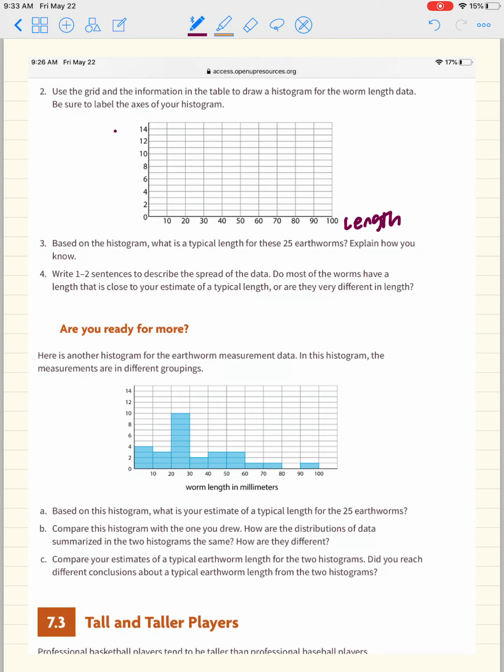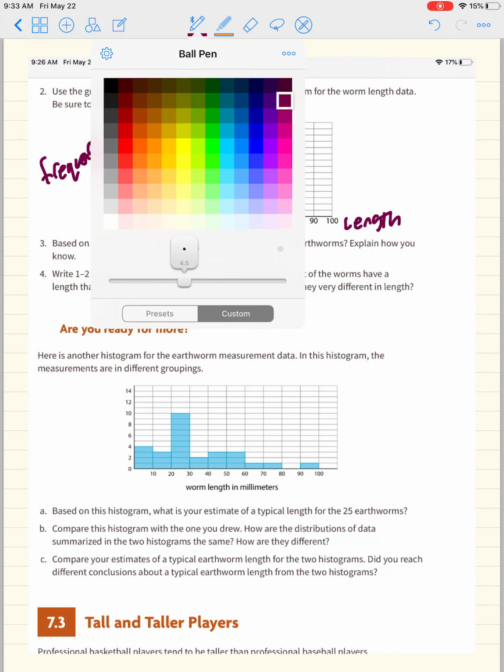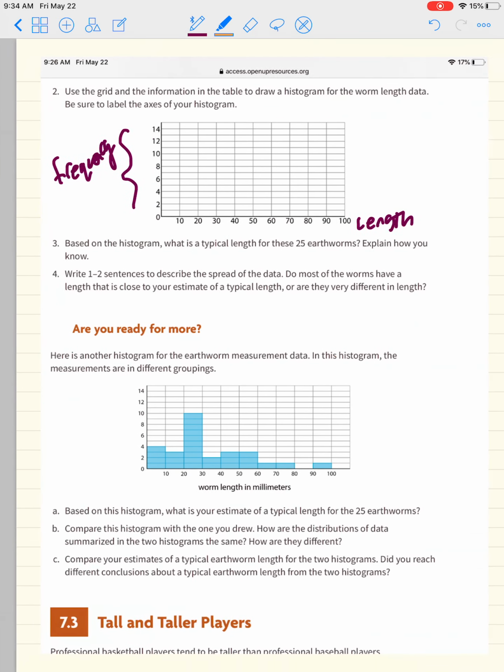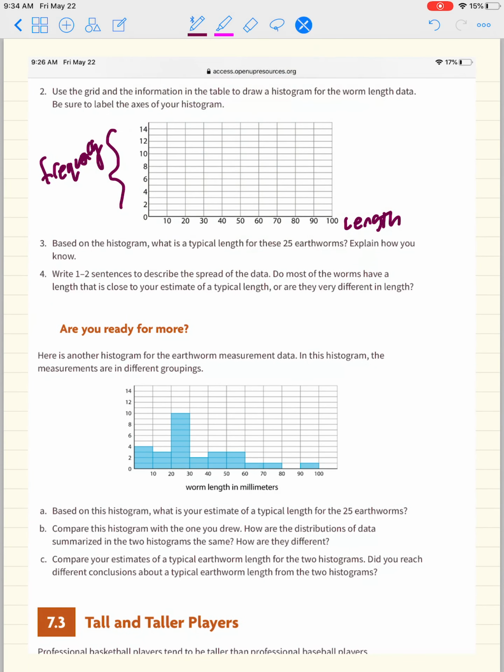And then this axis is going to be representing frequency. So you're now going to take what we've done and you're going to graph it. So for example, the first table, 0 to 20, is going to be these first two lines. And we know that we had a frequency of 4. So you're going to go ahead and color in for both of these two all the way up to 4. And that would be your bar for that one.